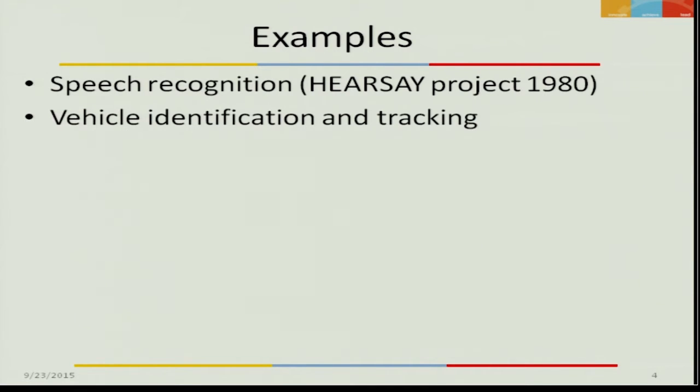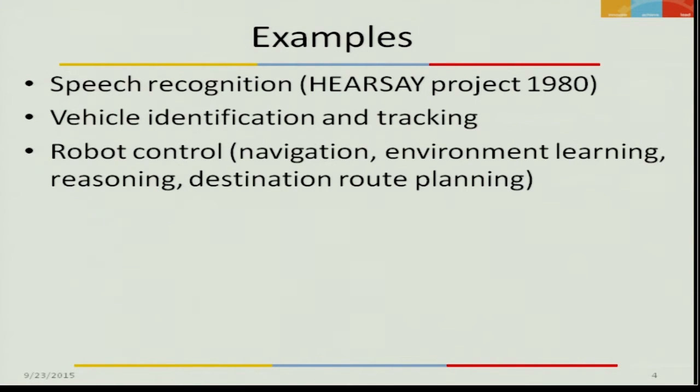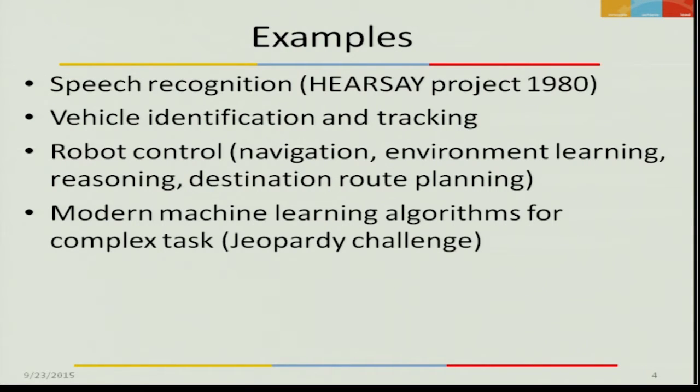Modern examples are vehicle identification and tracking systems, and robot control, like navigation, environment learning, reasoning about the environment, finding out the destination route and planning for the best possible route and then moving. Also modern machine learning algorithms for complex tasks.